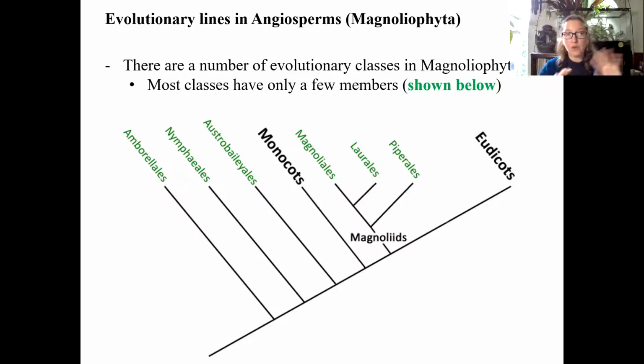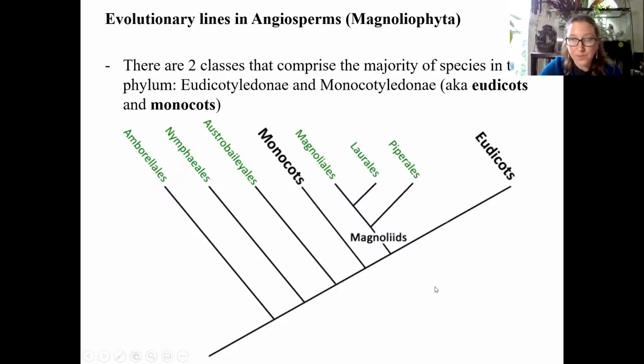But all of the green things here are classes. Don't worry about that right now. The point is that most of the things here only have a few members. Everything that's green on this slide, each of those green things doesn't contain that many plants. But the black things here, the monocots and dicots, are what contain most of the plants that are in angiosperm.